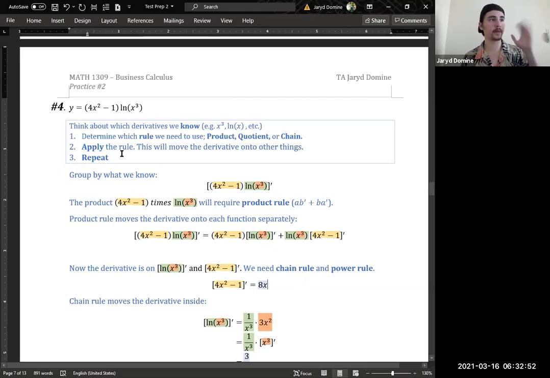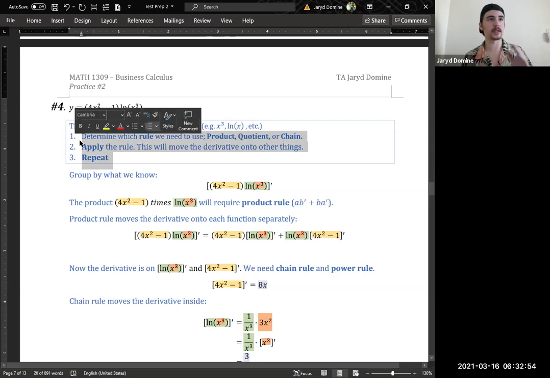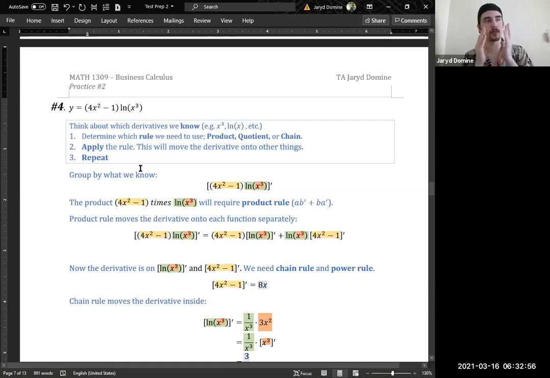So when we have these derivatives, I want you to think about what derivatives we know. We know how to do powers, like x cubed, x to the fourth, and so on. We know how to do natural log. We know how to do e to the x. So you've got to know what we can do and what we can't do. The whole objective of these rules is to put the derivatives on things that we know how to do.